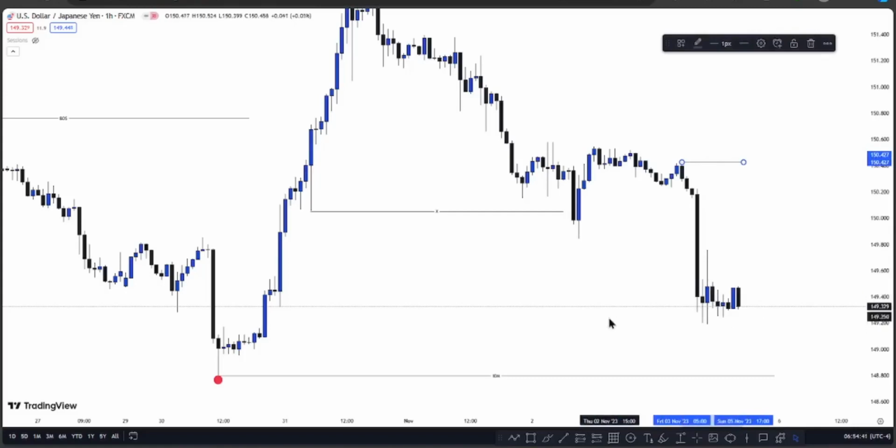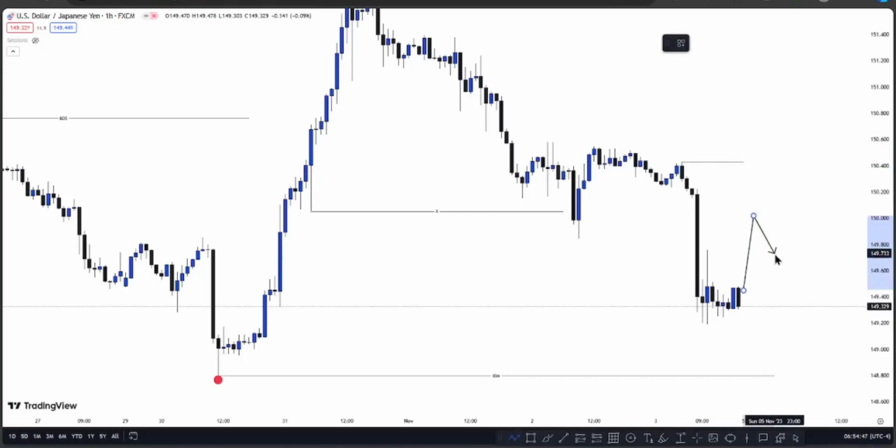So if price now travels back higher like this, to take out this inducement, either with a candle wick or something like that, then we can take price lower to this daily time frame inducement. I hope you understand what I'm trying to say.